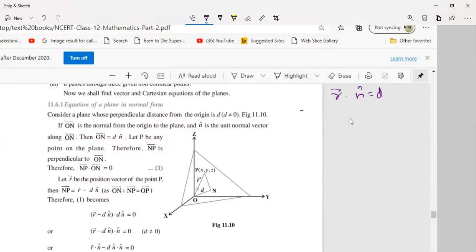And n cap, what is n cap? I told you, n cap will have the direction cosines. If you are writing l i plus m j plus n k vector, n cap will be this one. The elements will be the direction cosines. Because I told you what a unit vector is: n cap is equal to the vector divided by its magnitude. When you divide by its magnitude, these coefficients become the direction cosines. Otherwise, they are direction ratios. So n cap will have the direction cosines.